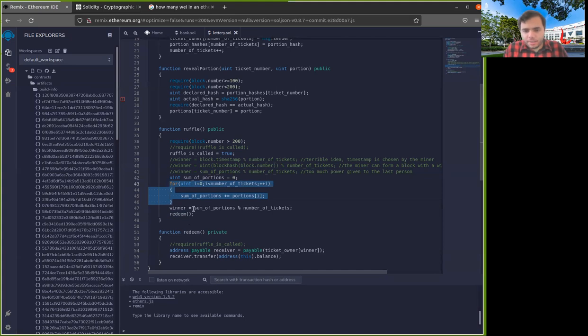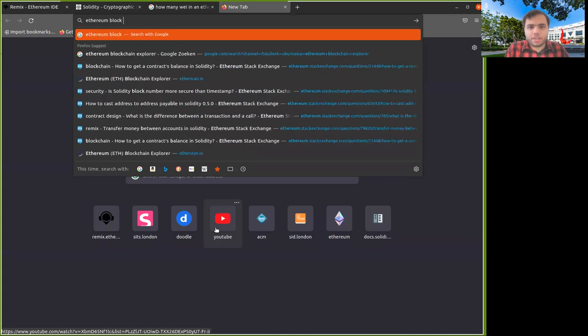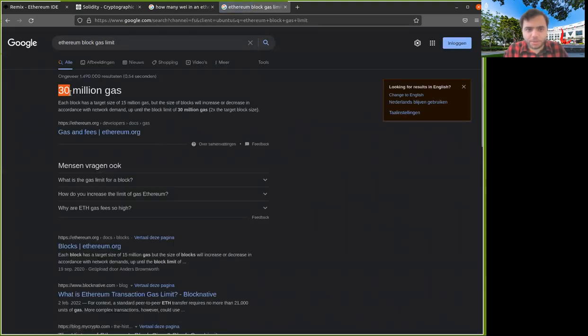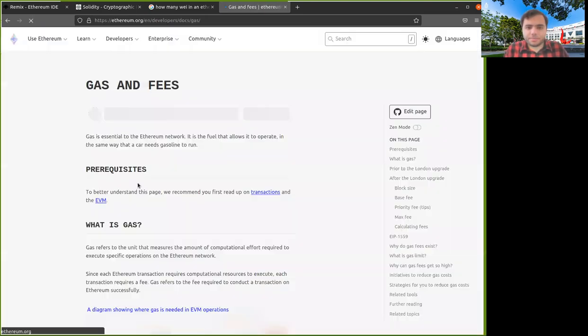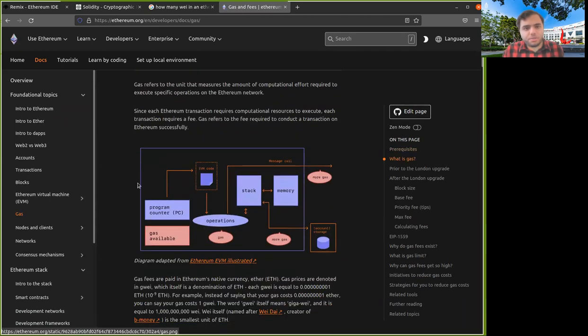But here's the thing. There is a limit on how much gas each block can use. And I can actually, again, Google that. So I can just search for block gas limits. Okay, so the block gas limit is 30 million gas. So what this means is that every block on the blockchain can use at most 30 million units of gas overall. So all the function calls, all the transactions in each block are limited to this much gas.